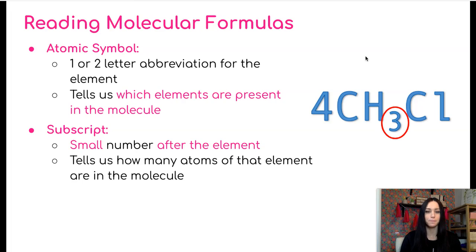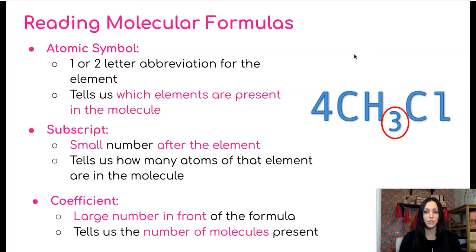The last bit of information that we can find in the molecular formula is called the coefficient. This is the big number that comes in front of the entire formula. This tells us the number of molecules that are present. So in this example, I have 4 as my coefficient, telling me that I actually have 4 molecules of CH3Cl.